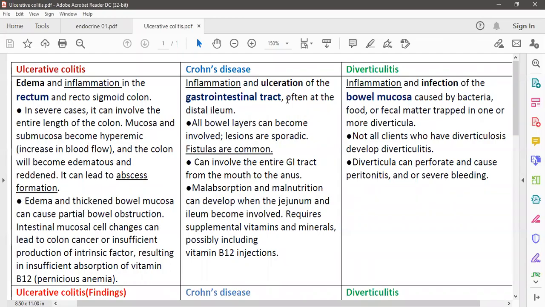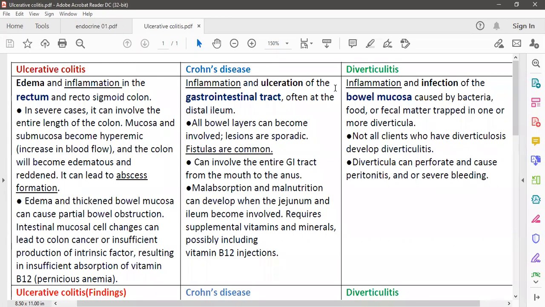Here we go, let's compare and contrast some gastrointestinal diseases. These three diseases have almost similar signs and symptoms, but there are some differences as well. So we must distinguish what the differences are between ulcerative colitis, Crohn disease, and diverticulitis. These three diseases commonly attack our gastrointestinal system.